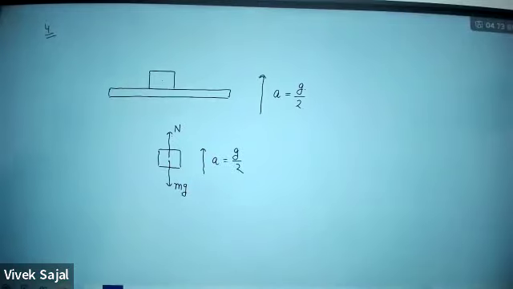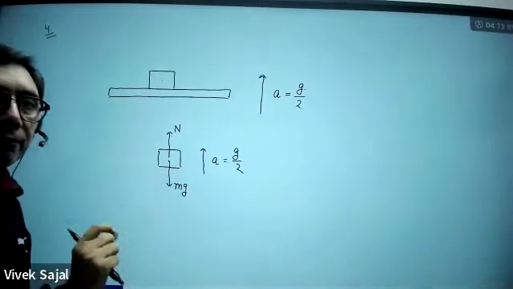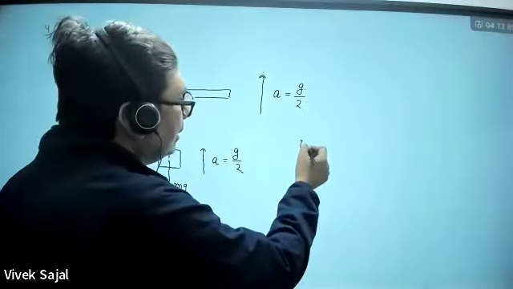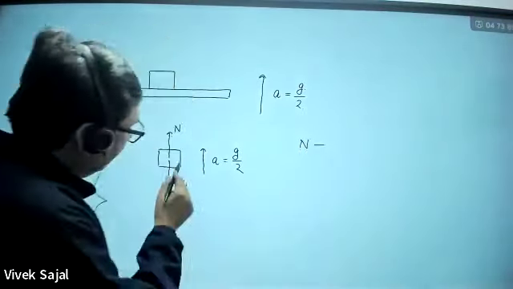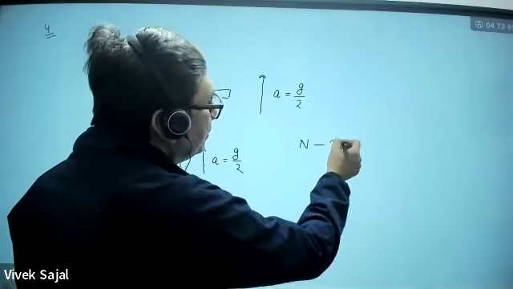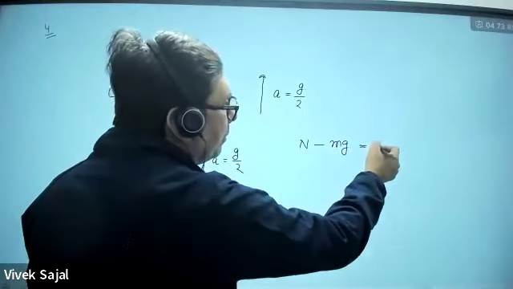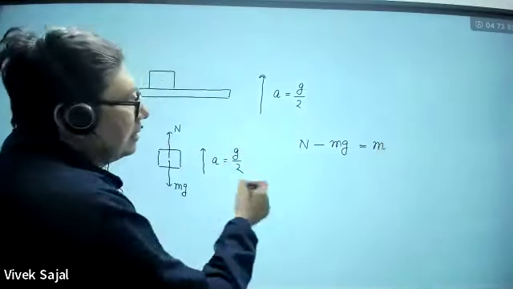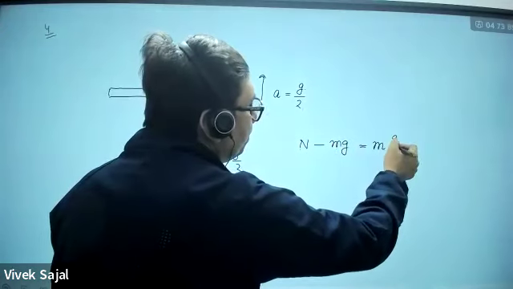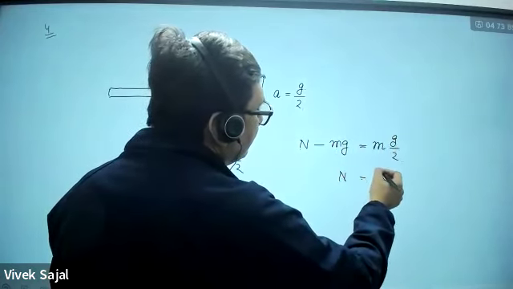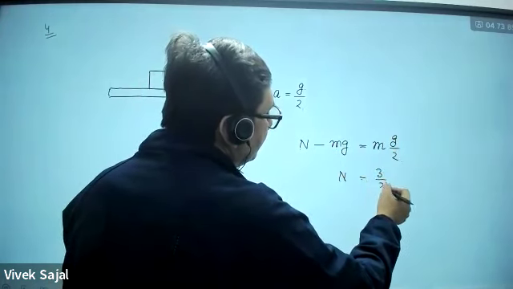So write the equation of motion here. Because this block is moving up, which force will be greater? This normal reaction will be greater. So this is N minus mg. This force is causing an acceleration, so this will be mass into acceleration. Acceleration is g by 2. So what will be the normal reaction? Normal reaction is 3 by 2 mg.